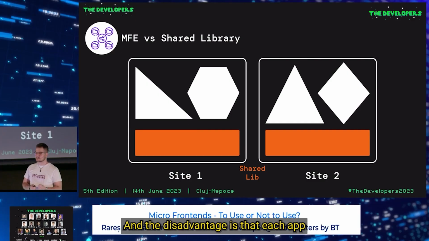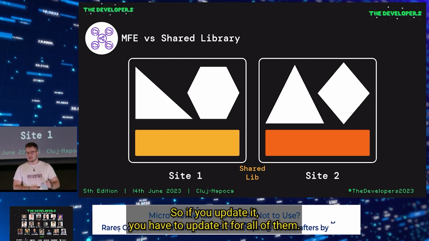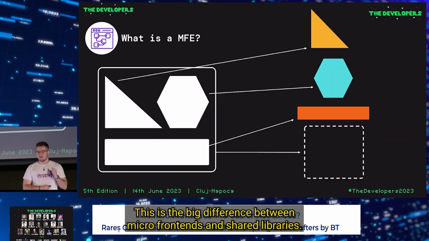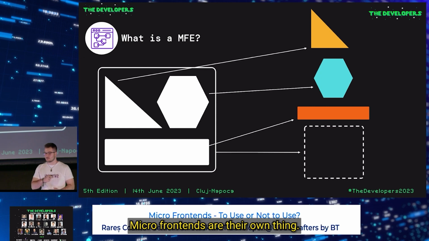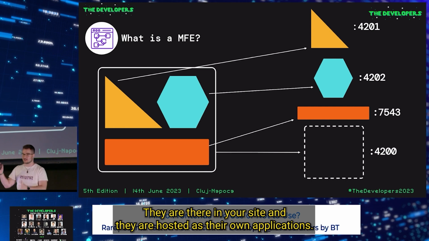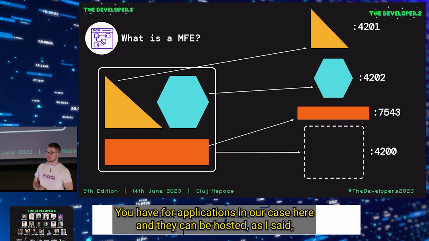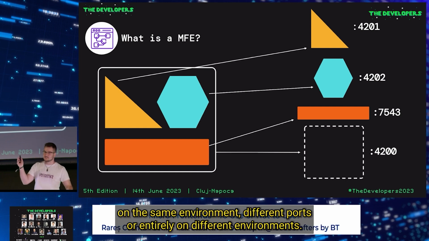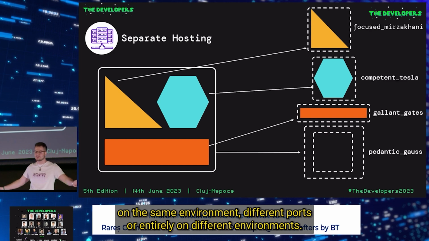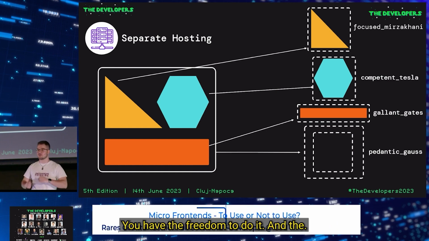And the disadvantage is that each app has its own version of the shared library. So if you update it, you have to update it for all of them. This is the big difference between micro frontends and shared libraries. Micro frontends are their own thing. They are there in your site, and they are hosted as their own applications. You don't have one application that just uses different libraries. No, you have 4 applications in our case here. And they can be hosted, as I said, on the same environment, different ports, or entirely on different environments. You can compartmentalize them, Dockerize, do the whole thing, what you want. You have the freedom to do it.